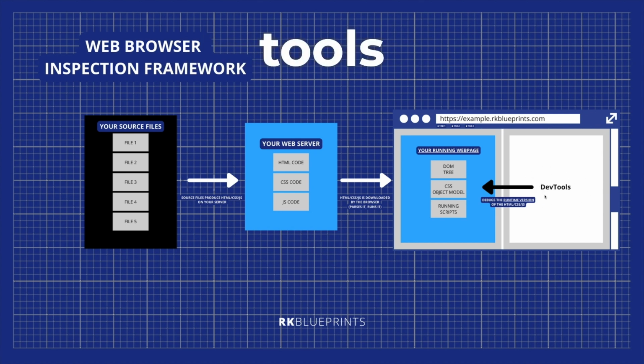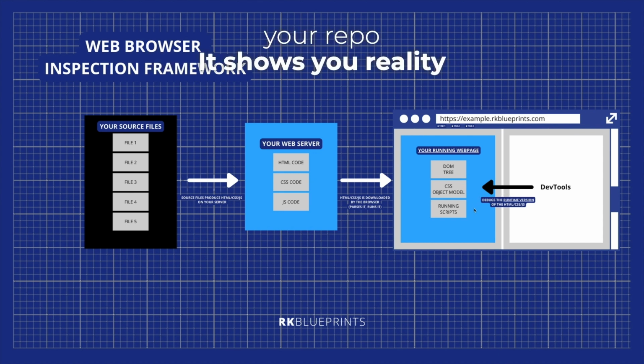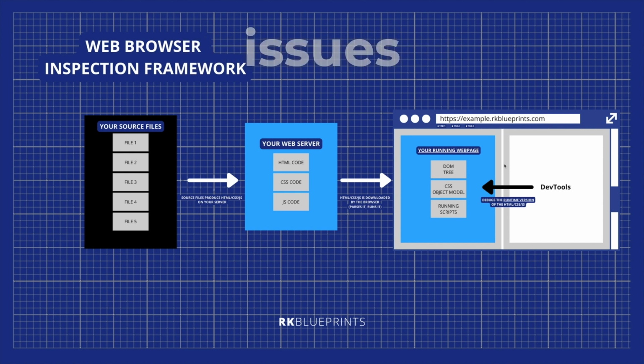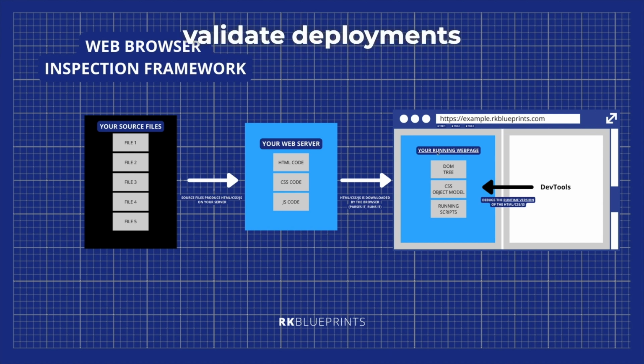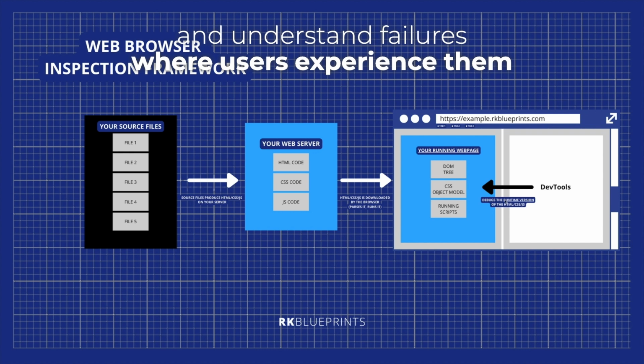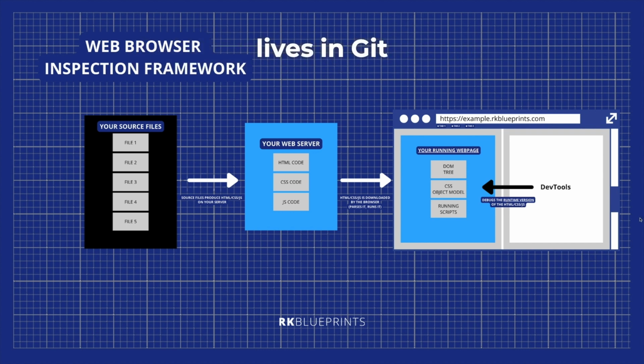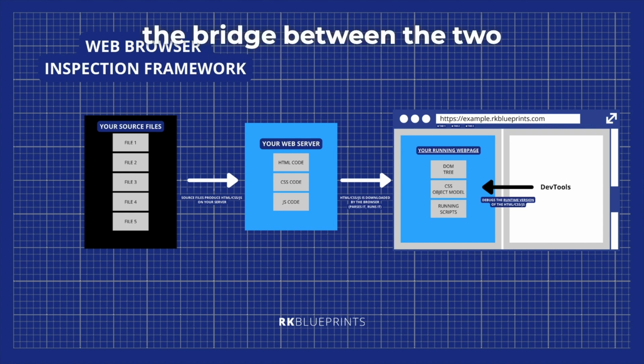And this is where DevTools come in. DevTools doesn't show you your repo. It shows you reality, the live running state of your application. That's why inspection tools are so powerful in DevOps. They let you debug production issues, validate deployments, inspect performance, and understand failures where users experience them. So remember this distinction. Source code lives in Git. Runtime behavior lives in the browser. And DevTools is the bridge between the two.